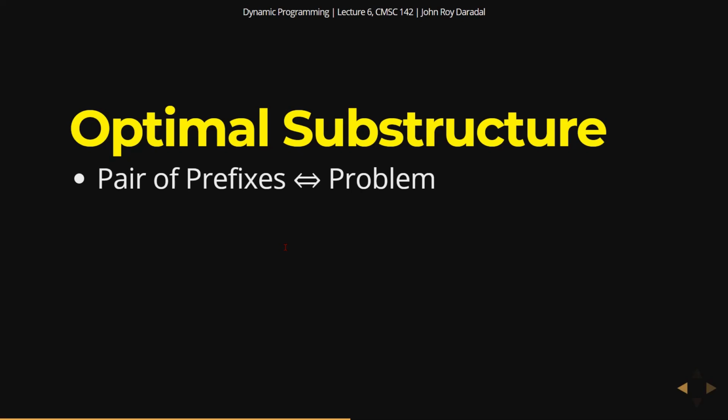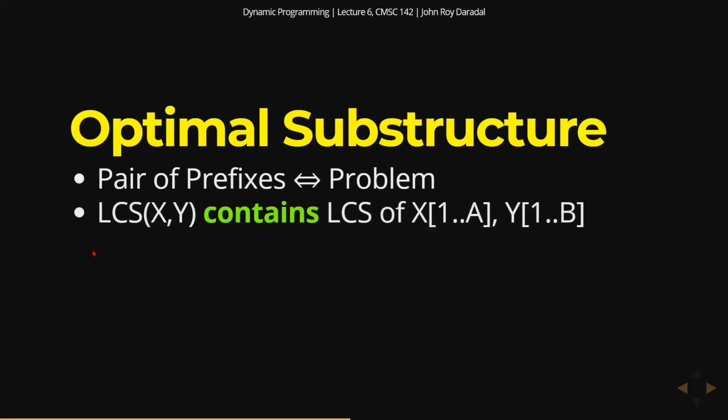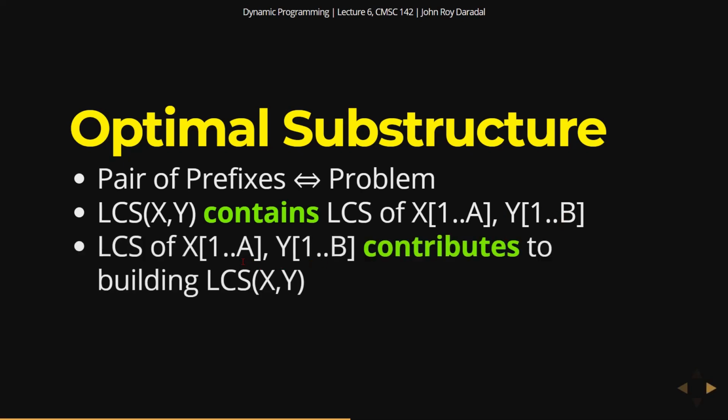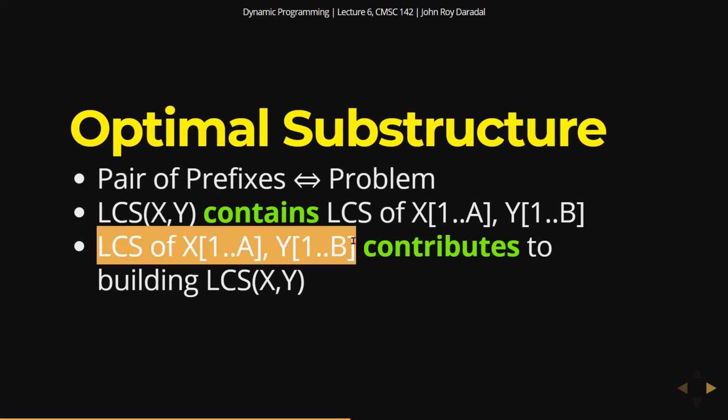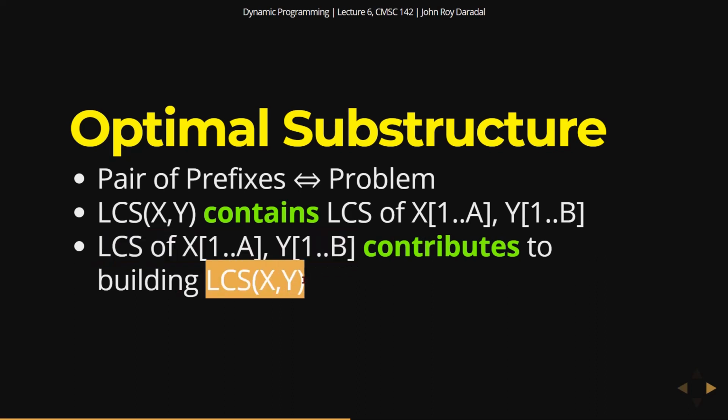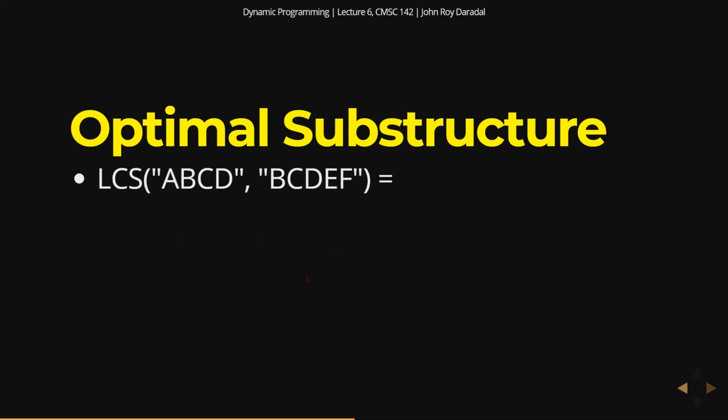Okay, so we also need to find out whether this subproblem follows the optimal substructure pattern. That means, does the pair of prefixes contribute to the problem, and does the problem itself help solve the pair of prefixes? So for example, LCS of x and y contains the LCS of the subproblem from x1 to a and y1 to b. And the opposite of that is that the subproblems x1 to a and y1 to b contribute to building the original solution to LCS of x and y. Now, what does all that mean?